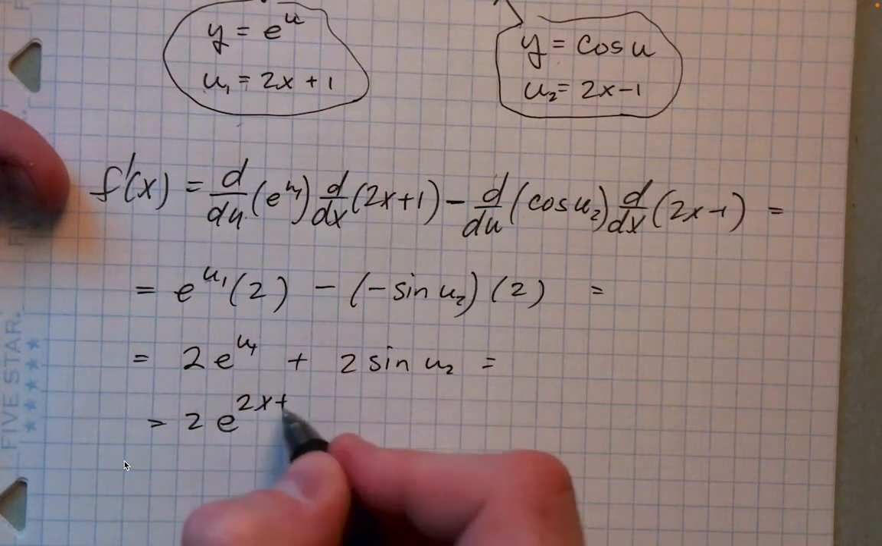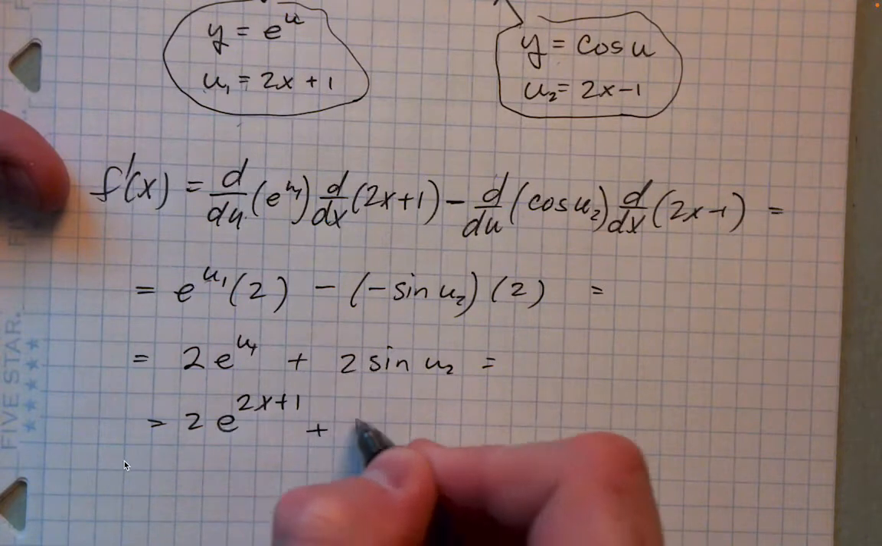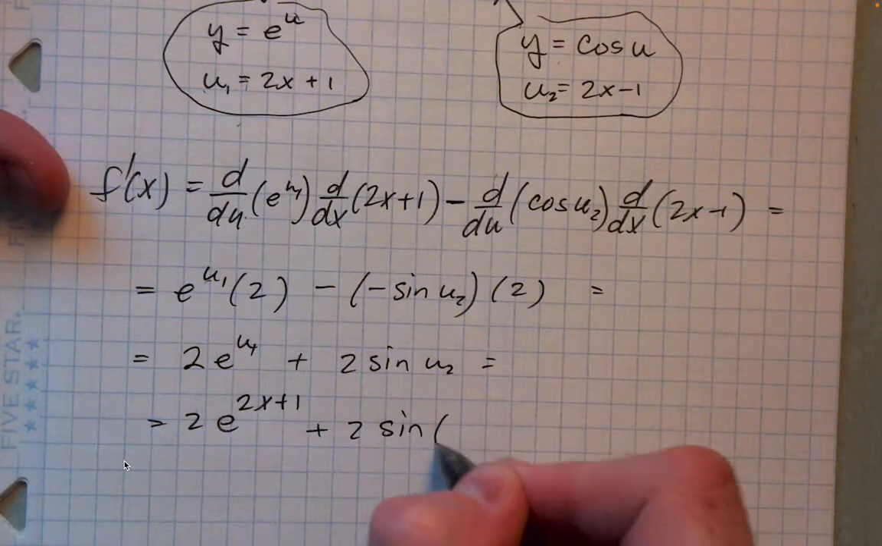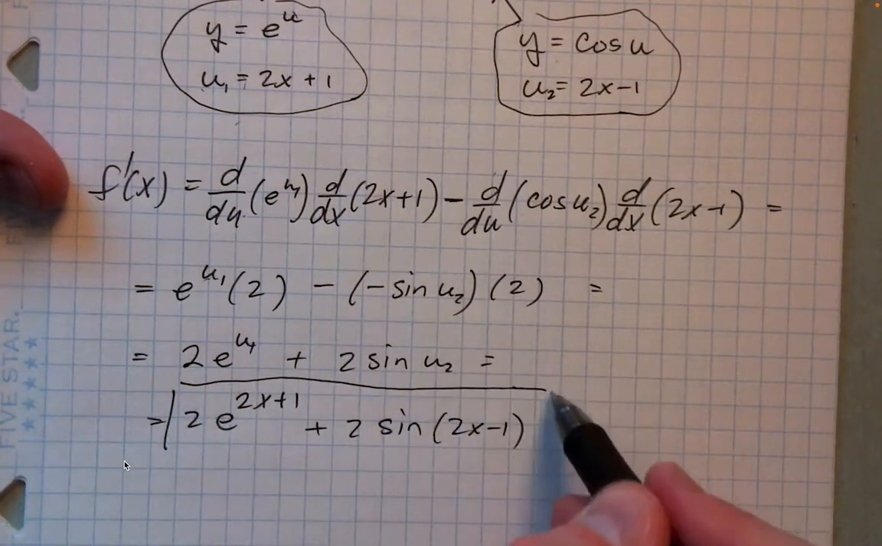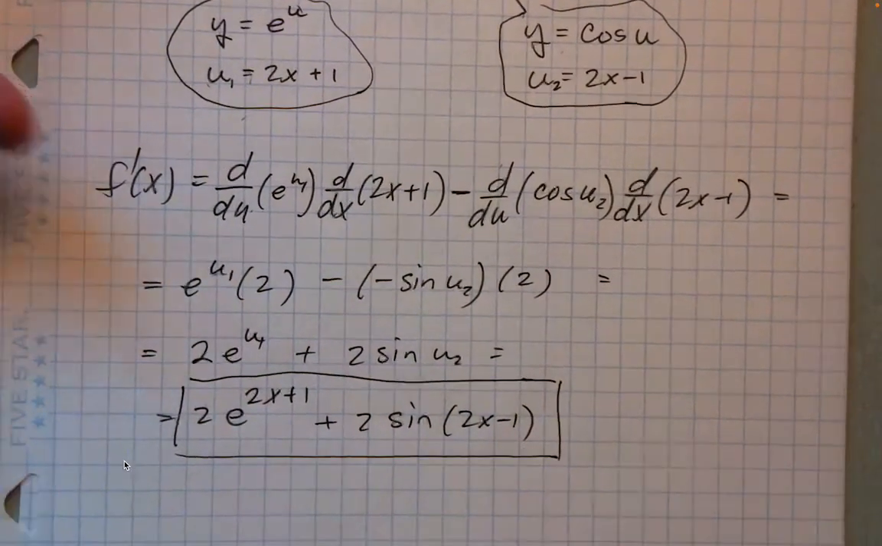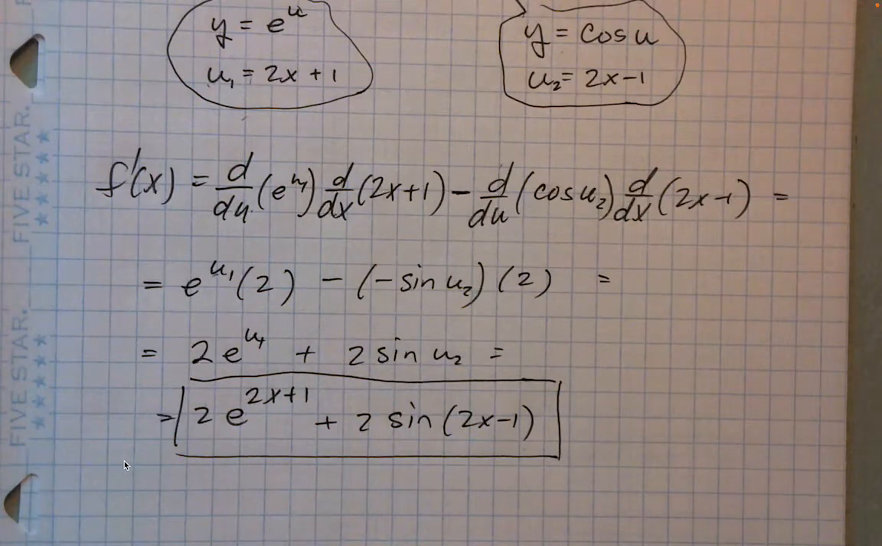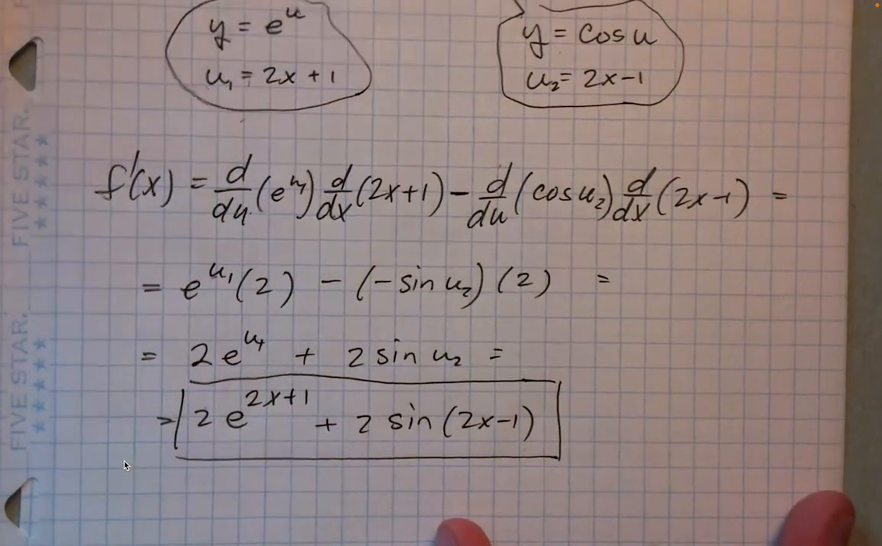2x plus 1 here, and then plus 2 sine of 2x minus 1. Okay, so here's the derivative when all is said and done. All right. Okay, so that is a good example.